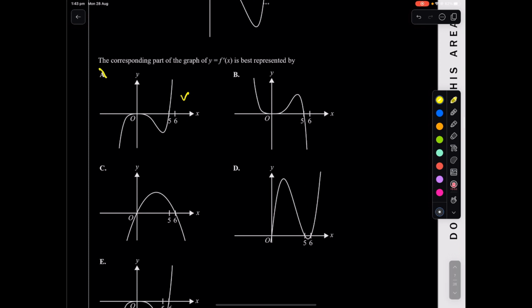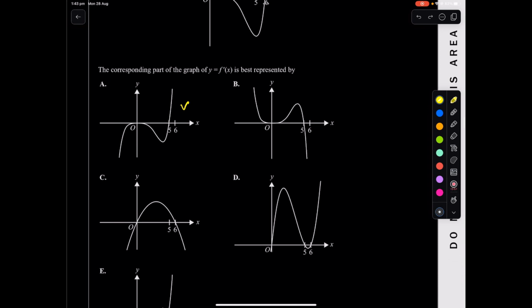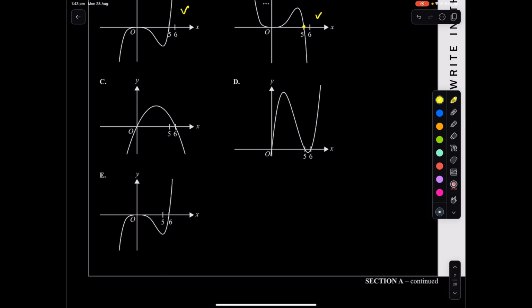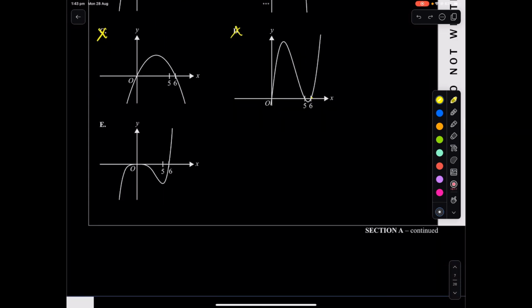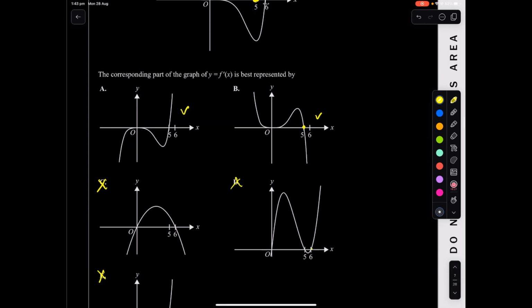Is that wrong? Well, yes, there's an x-intercept over here. What about this one over here? It has an x-intercept at x equals 6, so that's wrong. This one over here has 2 x-intercepts. No, there's only one turning point, at 5. This should be it. This one is wrong too, because it's saying 6. So it can only be A or B.